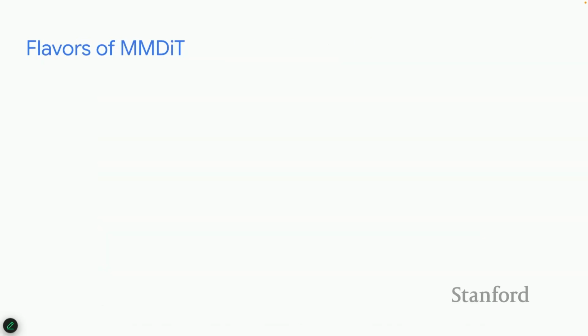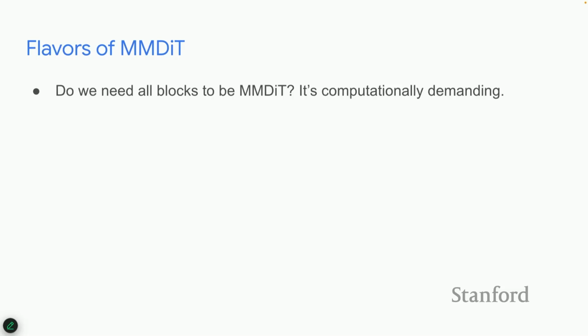And MMDiT didn't stop here. There are different flavors of MMDiTs that I wanted to discuss. In Stable Diffusion 3, all the transformer blocks followed the MMDiT flavor of attention, and it's computationally demanding. If you have worked with transformer encoders, you would appreciate the computational intensity of MMDiTs, because you have to maintain separate projection matrices for the different modalities that you are working with. So it's computationally extremely demanding.